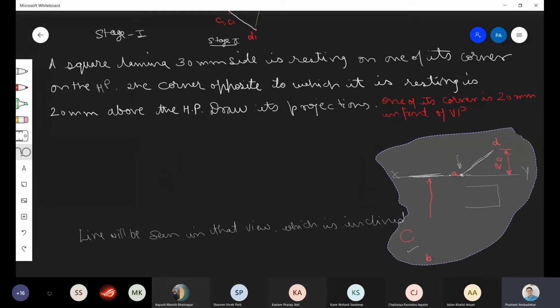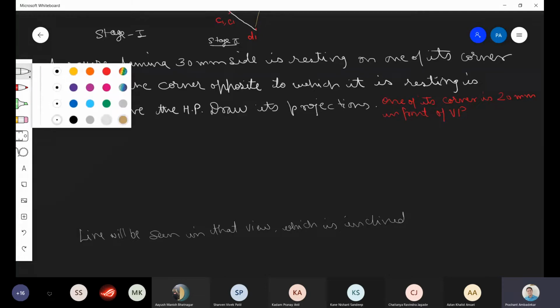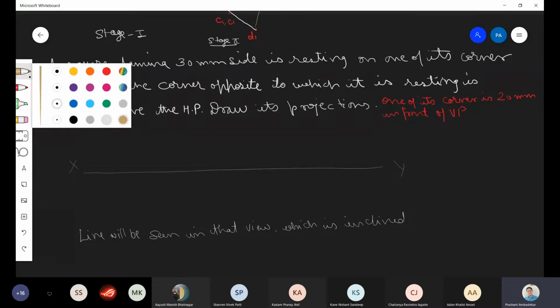I am also going to repeat the procedure. Those who have not understood, they can pay attention here. So this is X line, Y line, and in this XY line, it is inclined to HP. Inclined to HP means front view will show a line. So front view, I have to draw a line, but I don't know what will be the length of this line. So what I will do first is, I will first draw the top view.